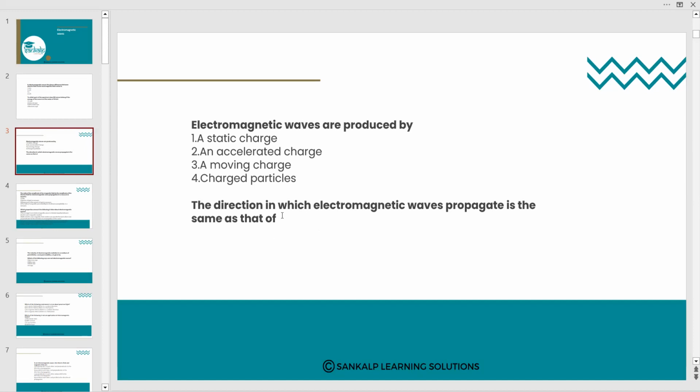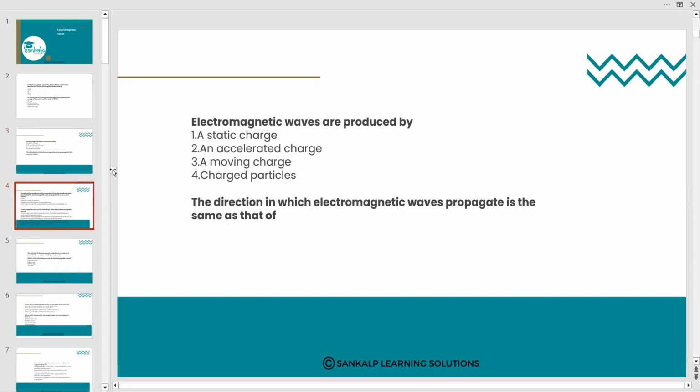Okay. Then the next question, the direction in which electromagnetic waves propagate is the same as that of. Option A is E cross B. Option B is B cross E. Option C is E. And option D is B. So the answer is option A, E cross B. Very simple lesson, we will get very direct answers only in this lesson.